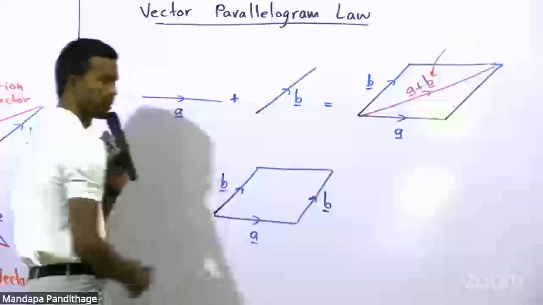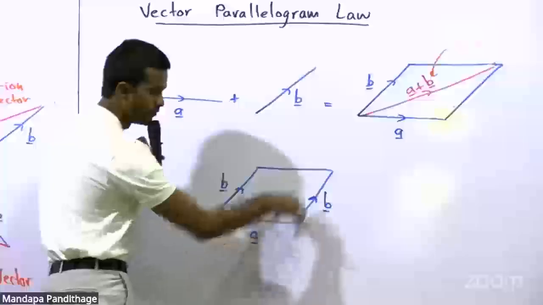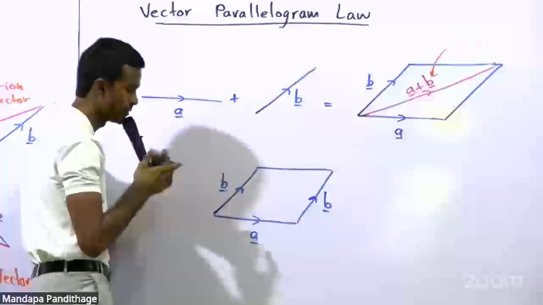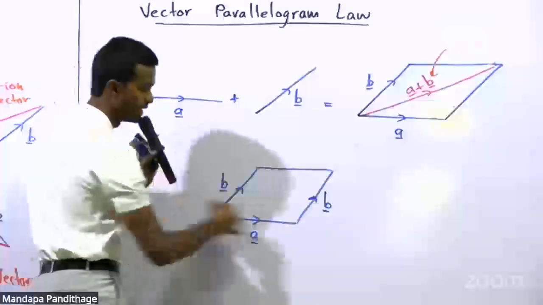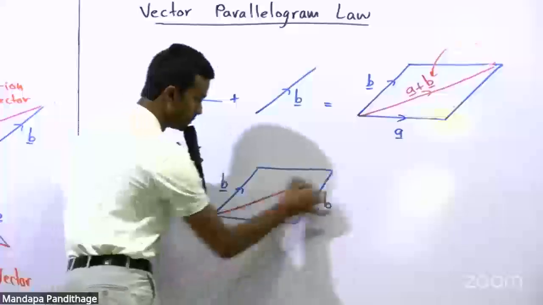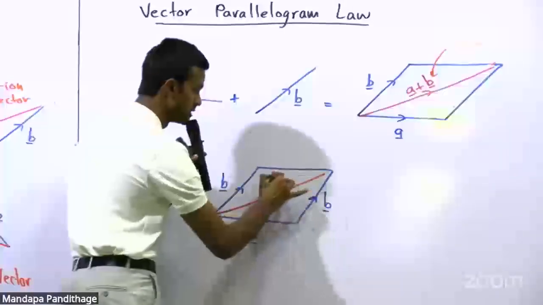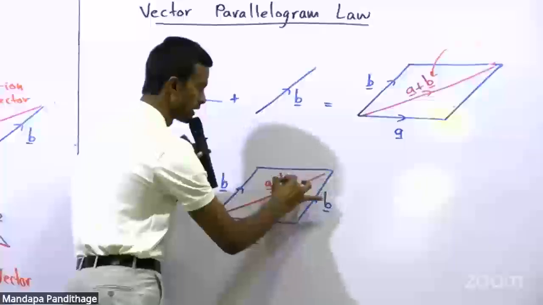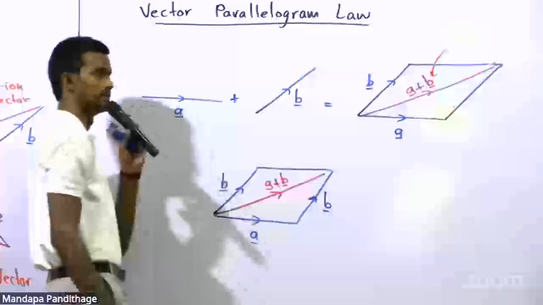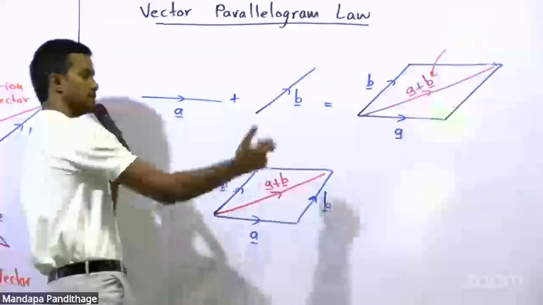So forget about the parallelogram. We have A, we have B. Then forget about this side. If we have A and B, tell me what is this vector? A, B, this is A plus B. So even the parallelogram law of vectors, vector addition, is derived using triangle law.